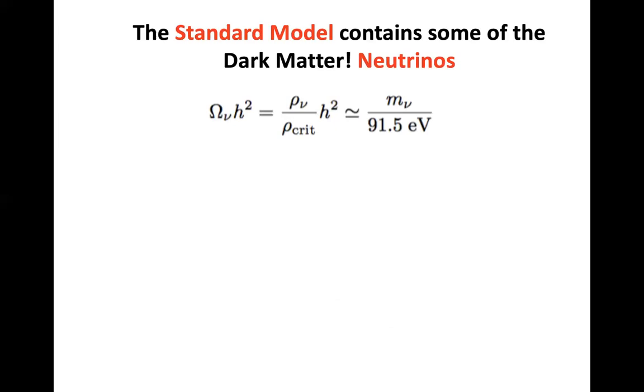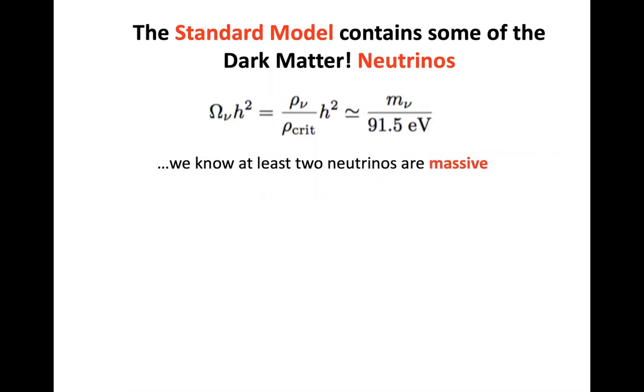And the calculation of the thermal abundance of hot relics, relics that decouple while relativistic at a temperature much greater than their mass, is very simple. I don't have time to go through the calculation, but the key result is that in units of the critical density, the contribution of a hot relic as part of the universe's energy density scales linearly with the mass of the relic. And in the case of neutrinos, so for the number of degrees of freedom that the universe had at the time of neutrino decoupling, this gives a numerical coefficient that is 91.5 electron volts in these units.